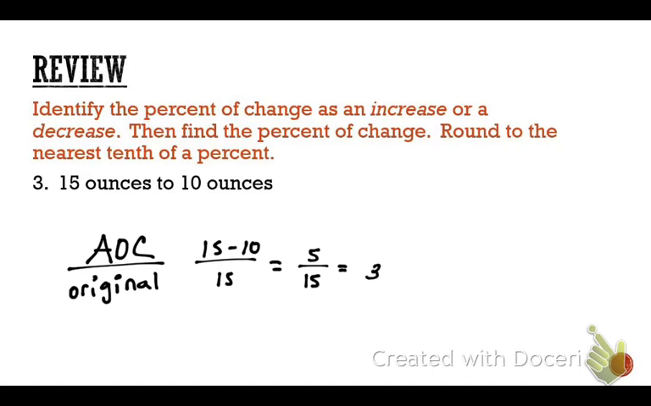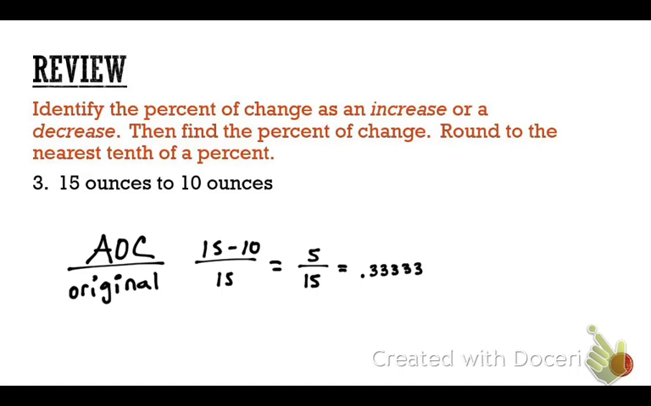Here's what I just heard. 3. That is not correct. Remember, you have to put the amount of change on top first. It's 5 divided by 15, not 15 divided by 5. So guys, what is 5 divided by 15? 0.3 repeating, so it's 0.33333333.